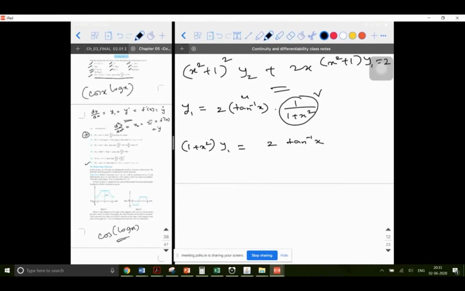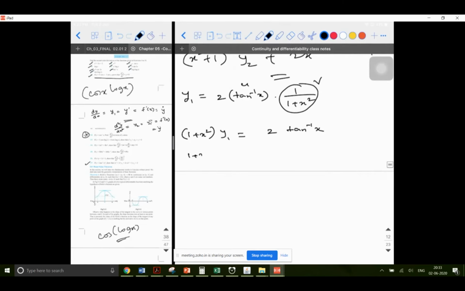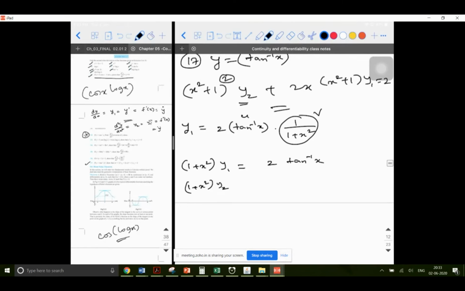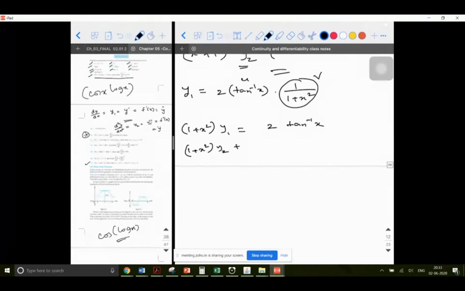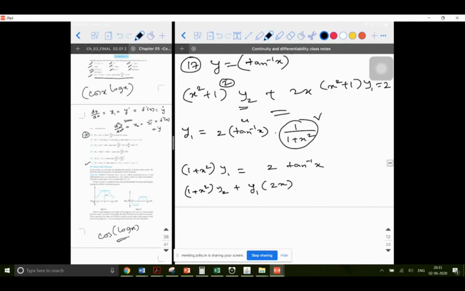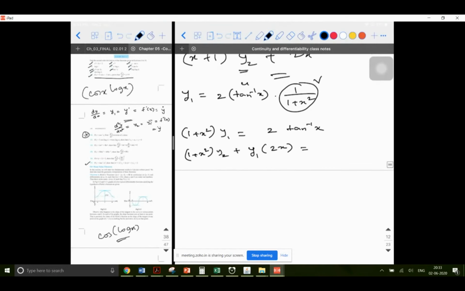Now tell me how to differentiate. Yeah, now you can differentiate. 1 plus x square into y2. Remember, y2 has a coefficient of 1 plus x square, the whole square. So 1 plus x square into y2 plus y1 into 2x, y1 into 2x is equal to 2 by x square plus 1. That's right. So shall I take this 1 plus x square to the other side? Is it Jayashree? Yes, sir.